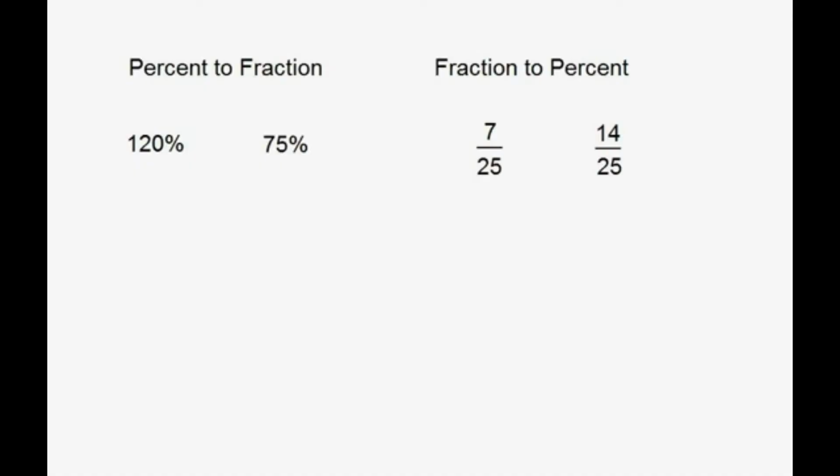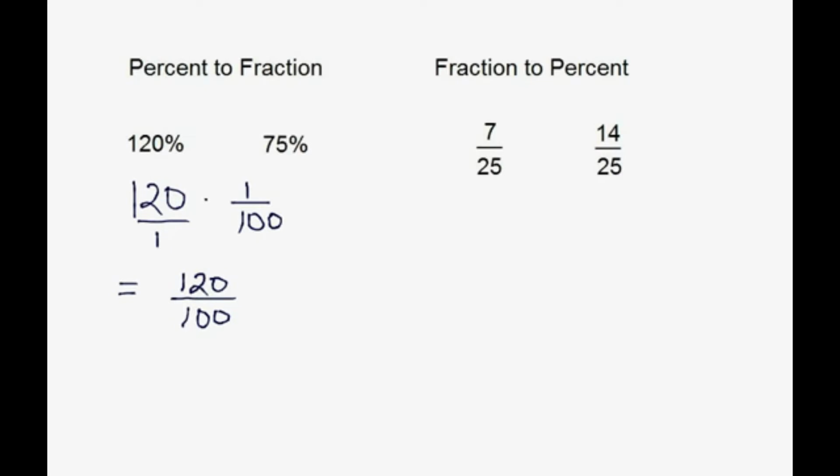Converting percents to fractions, our first example is 120%. To convert this percent to a fraction, we're going to drop the percent sign and then multiply the number by 1 over 100. So we now have 120 times 1 over 100. 120 times 1 over 100 is 120 over 100. And that is our answer.